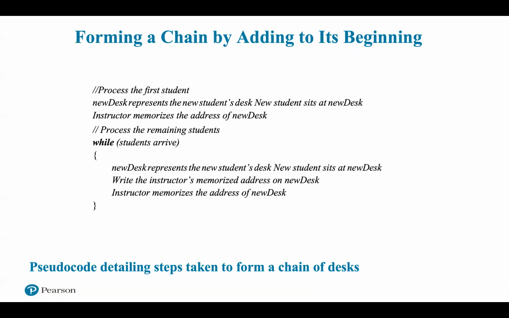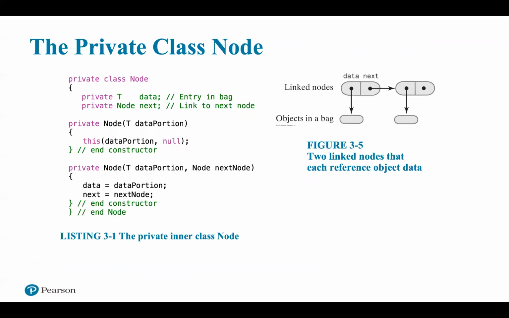So here we're showing the pseudocode details of the steps taken to form a chain of desks by adding each new desk to the beginning of the chain. Once again, this course is data structures and algorithms. And so the pseudocode is trying to give us a more general way of talking about the algorithm.